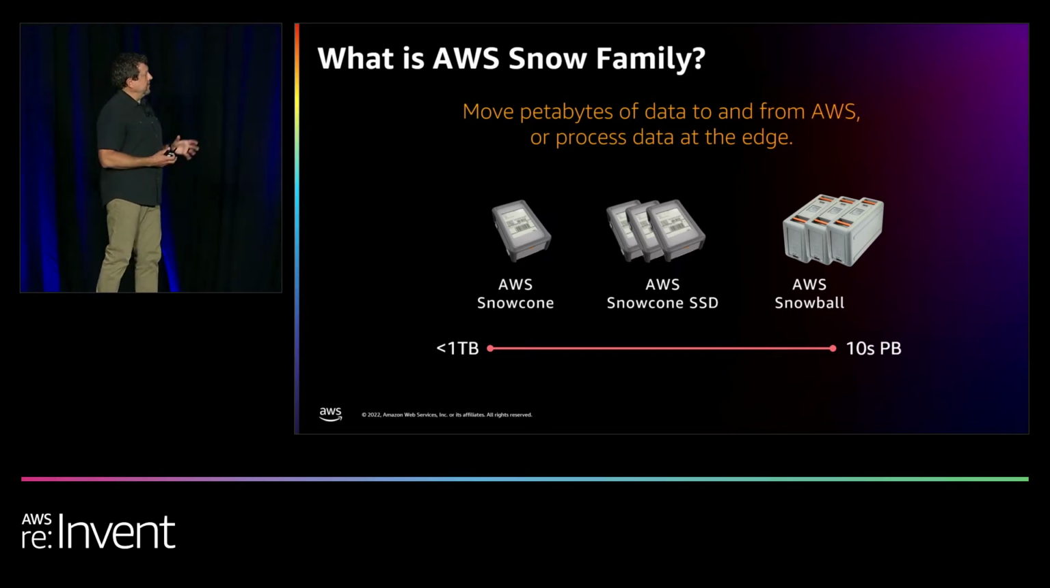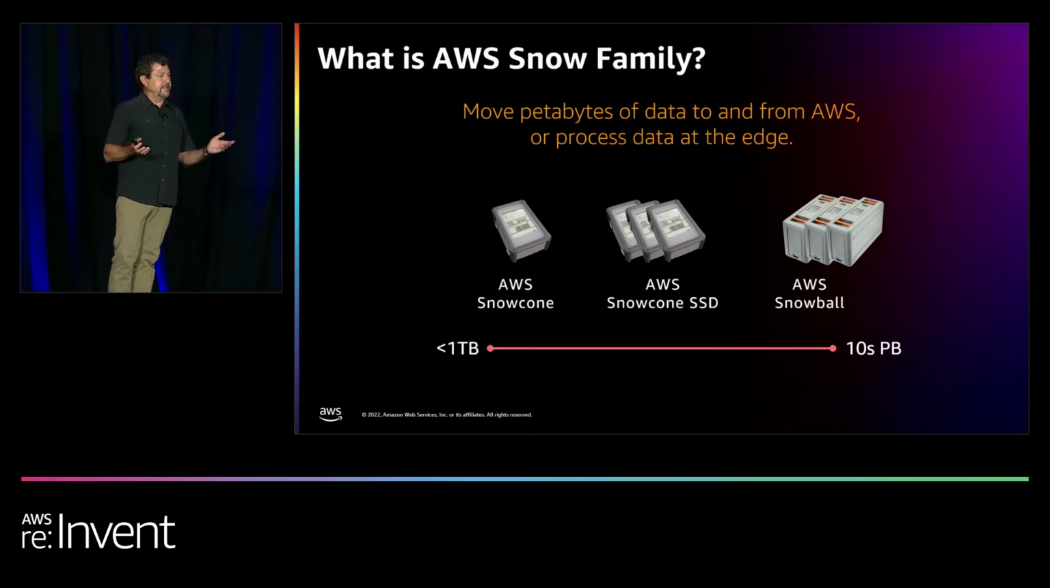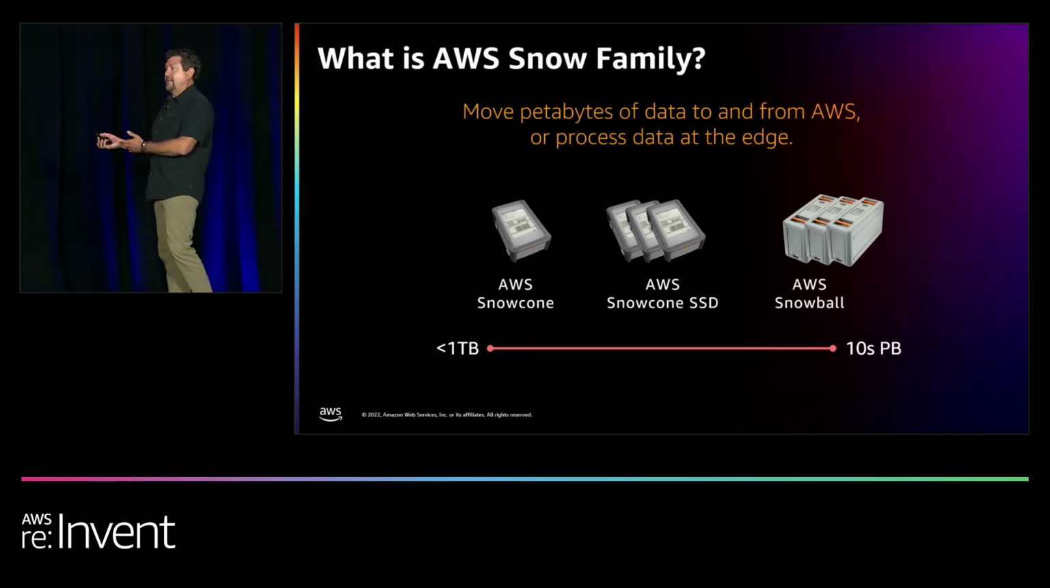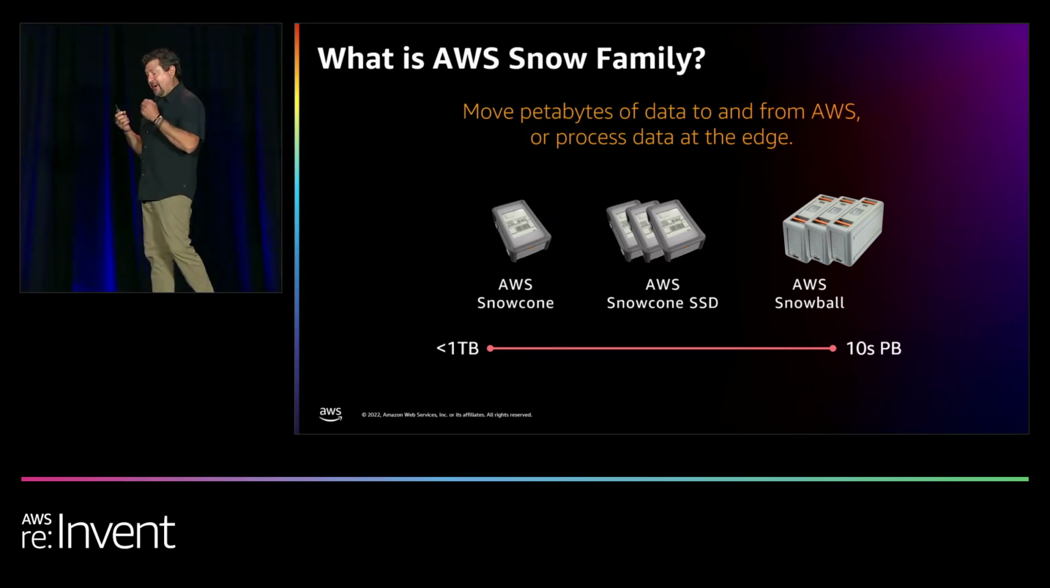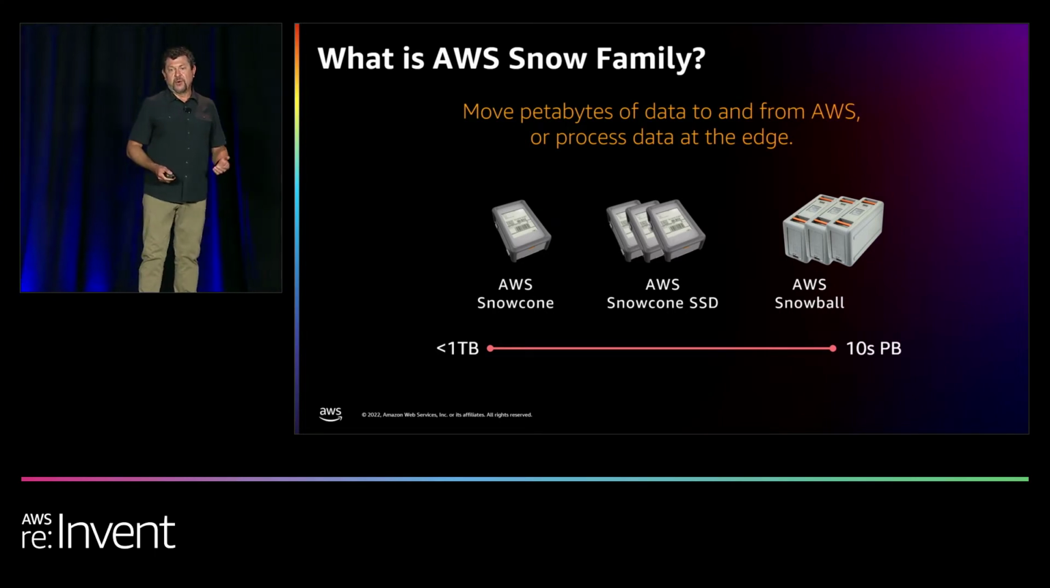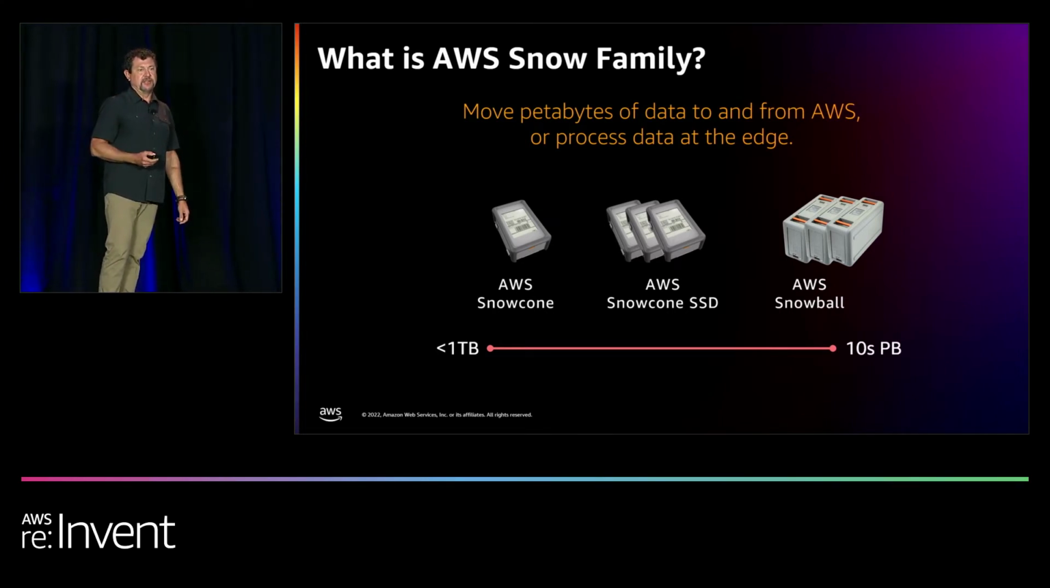As you see alluded there with a Snow Cone, you might be transferring less than a terabyte or around a terabyte from many different locations, a highly distributed workflow, or you might be doing a large-scale data center migration in which you need to move tens of petabytes, if not more, and you'll use clusters of Snowball Edge devices.